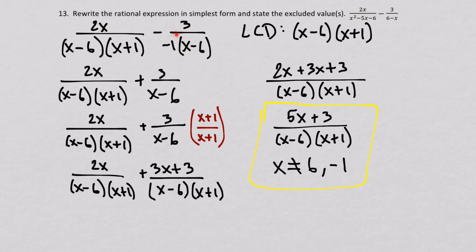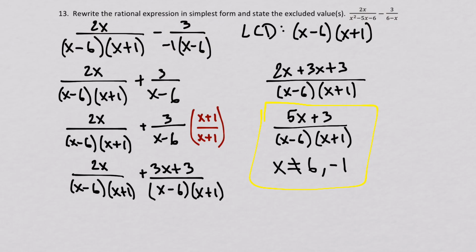And then what you can do with this negative 1 is bring it to the top. So you have minus a negative 3, right? And minus a negative 3 just becomes positive. And that's how this turned into plus 3 over x minus 6. Okay, and that's going to make my problem much easier to finish.